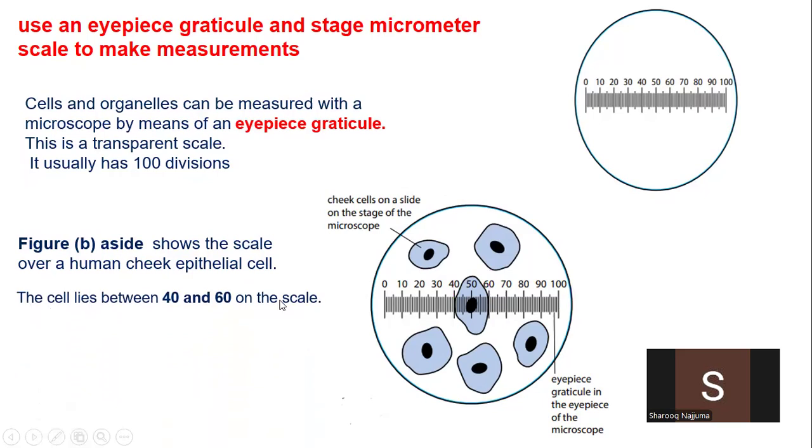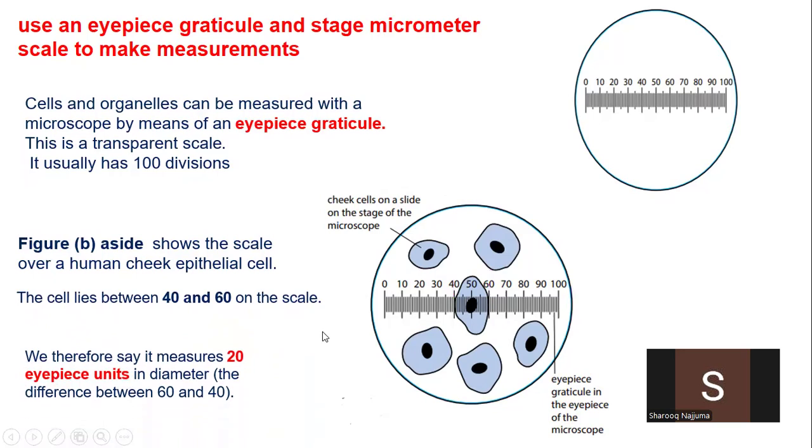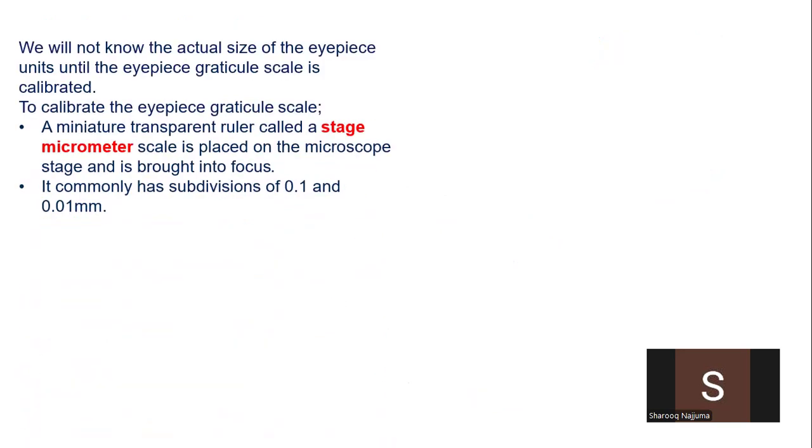Okay, just a recap, the cell lies between the 40 and 60 division on the scale. So that means that our cell measures 20 eyepiece units in diameter. So the next step is to find out what these 20 eyepiece units are equivalent to in terms of millimeters or in terms of micrometers. So that takes us to calibrating this eyepiece graticule.